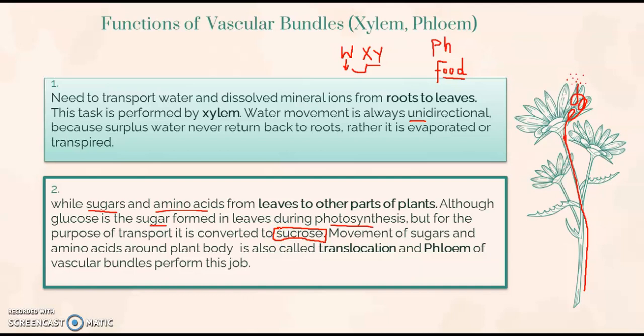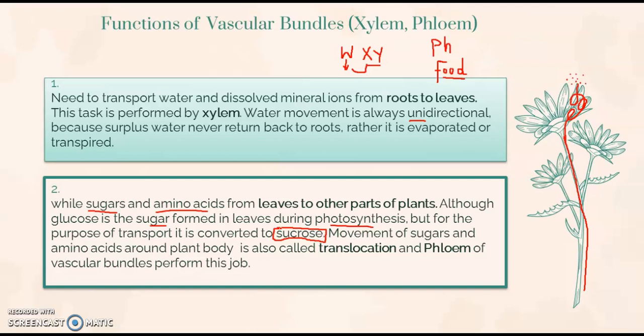And what is sucrose, by the way? Sucrose is a disaccharide. You can refer to my previous video about the biological molecules. Sucrose is a disaccharide that is made by the combination of glucose plus fructose. So the sugar that is formed in photosynthesis is glucose, while it is transported in the form of sucrose. So phloem always contains sucrose.